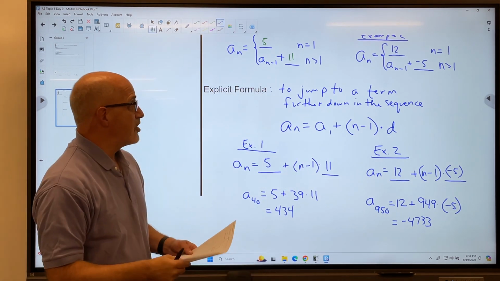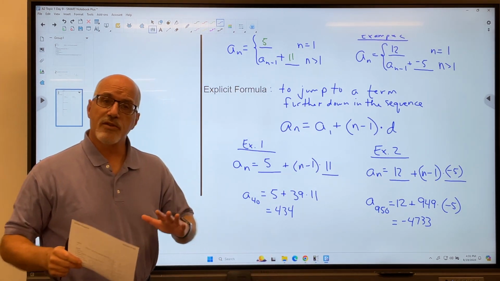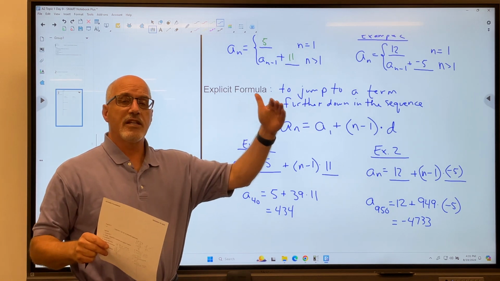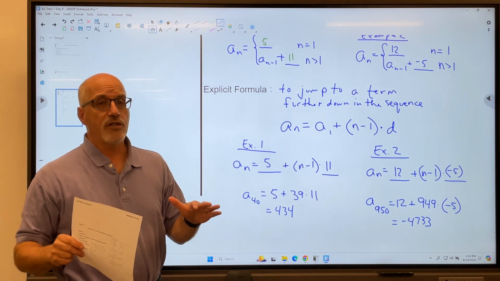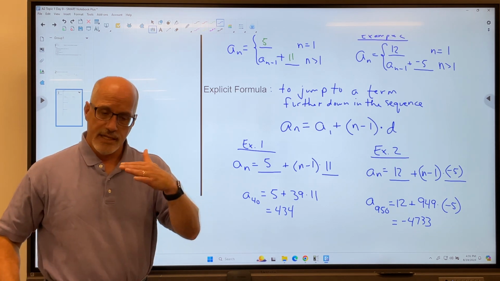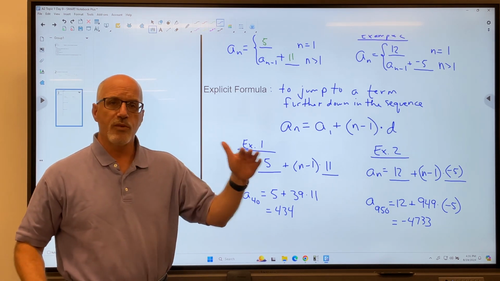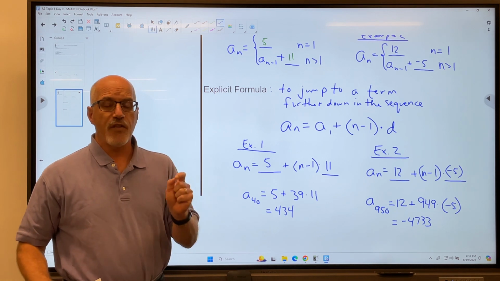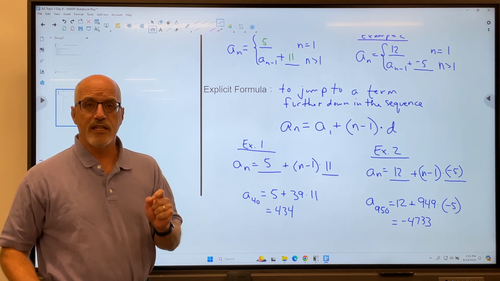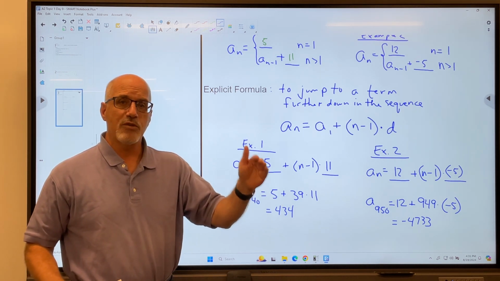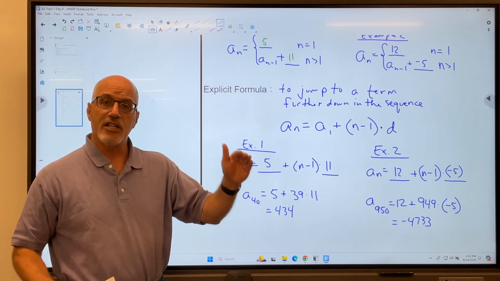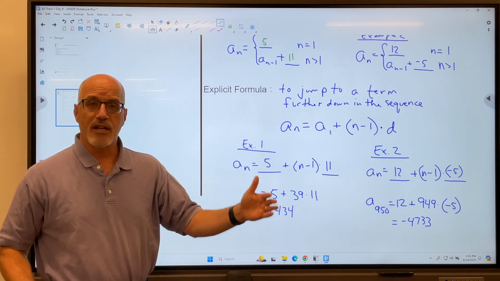So the advantage of the explicit formula is it allows us to jump in an arithmetic sequence all the way to whatever term we want. The advantage of the recursive formula is it tells you to get to the next term, what are you doing each time? But specifically, this is for arithmetic sequences. Arithmetic sequences are when we add the same number on each time to get to the next number in the sequence.